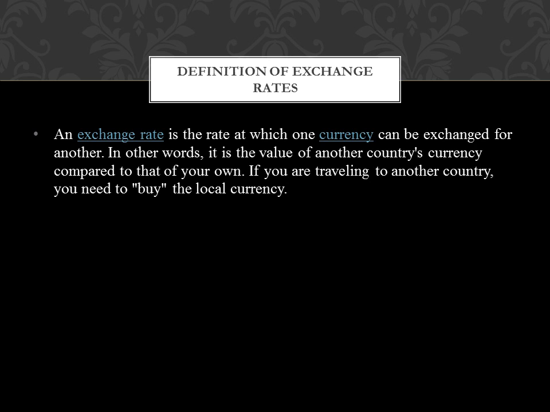Let's start off with the definition of exchange rates. An exchange rate is the rate at which one currency can be exchanged for another. In other words, it is the value of another country's currency compared to that of your own. If you are traveling to another country, you need to buy the local currency.